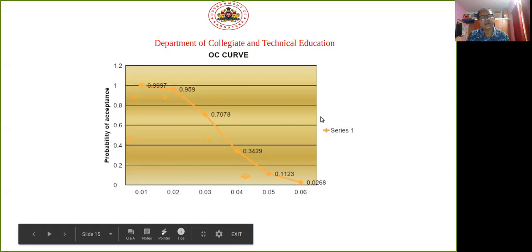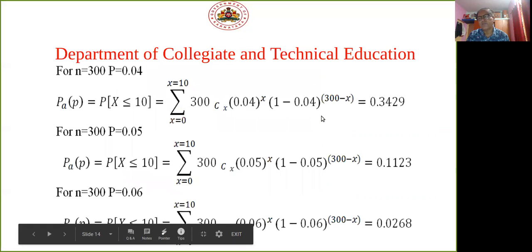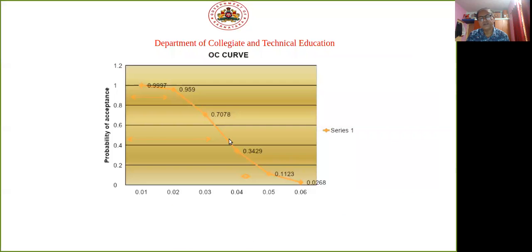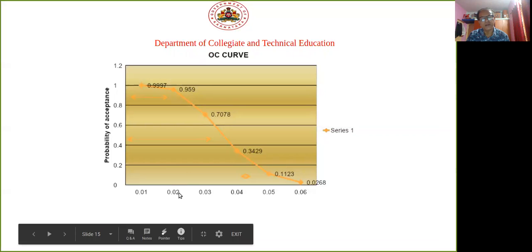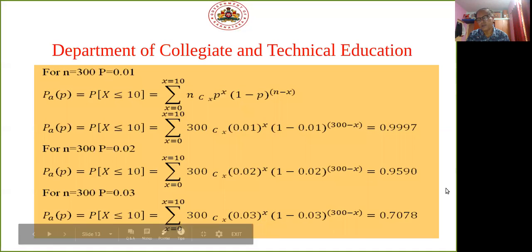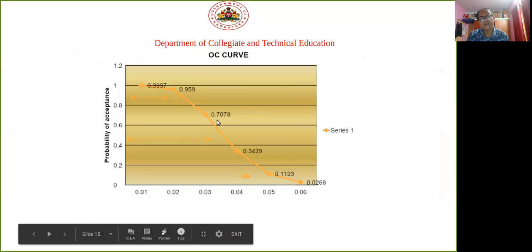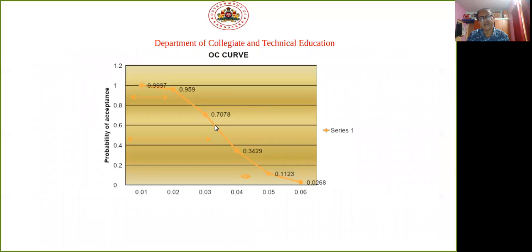So this is correct. The next value you can see is 0.9590, for p equals 0.02. The next value is 0.7078. That is the value for 0.03, and this is the value we are getting at this point.